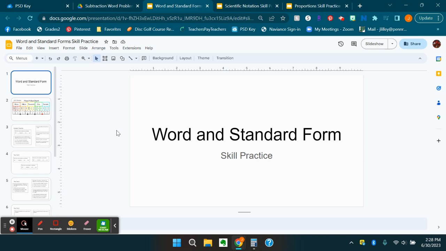Everyone, today we're going to be practicing writing numbers in both word form and standard form. Don't forget that you should be making your page look like mine. Anything I write on the screen, you should be writing in your notes as well.